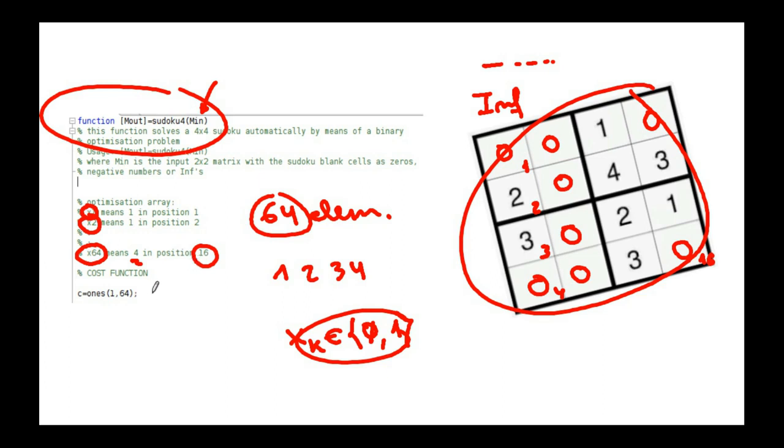What about the cost function? We have no best solution. Why? Because we don't have any preference to put the numbers in a specific empty cell. So the cost function will be ones. So all the elements in the optimization array will contribute the same value to the solution.